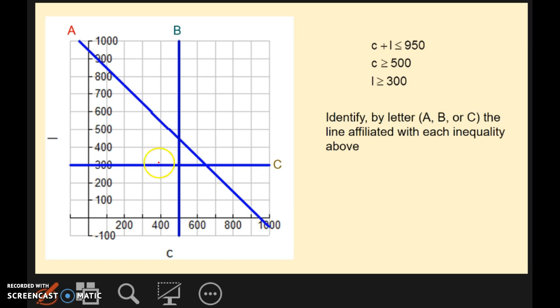The horizontal line is this one here, and that's going to be represented by L something. Oh, there we go. L is greater than or equal to 300. So that one would be C, and then our remaining one would be A. Now we can figure that out using our intercepts. We can find out where the C intercept is, which is at 950, if we set L equal to 0. And we can find the L intercept by setting C equal to 0, so that would also be 950. So we just wanted to verify we could totally do that.